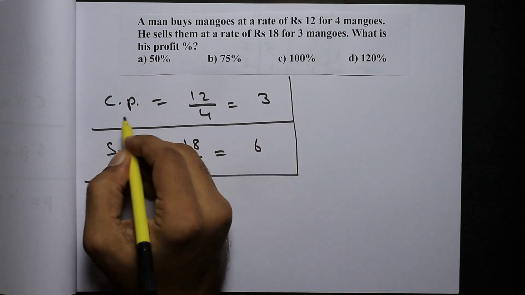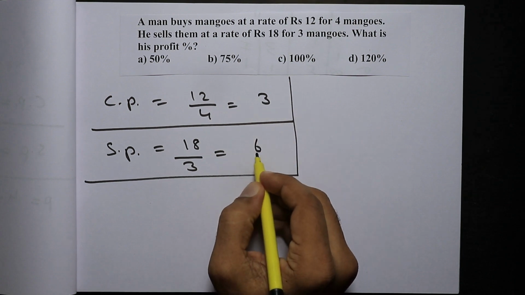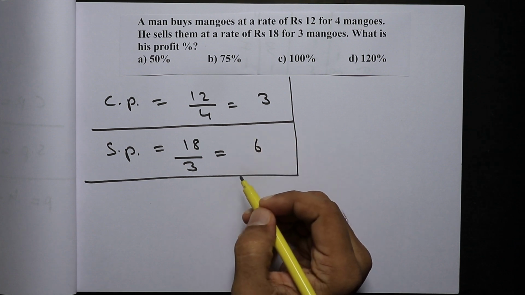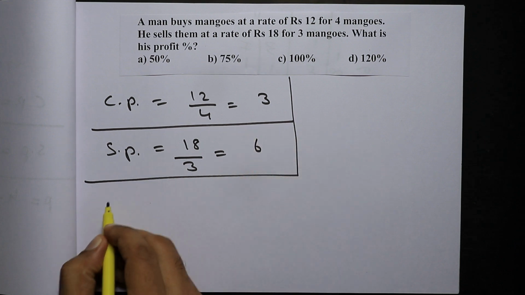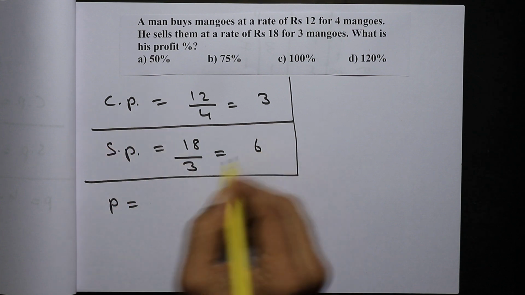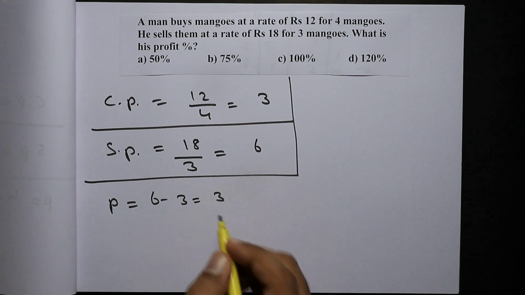So you can see that his cost price is 3 and he is selling it at 6. So he is doubling the price and selling it. So there's a 100% profit. Let us work it out. Profit is selling price minus cost price, that is 6 minus 3, which is equal to 3. So 3 is the profit.